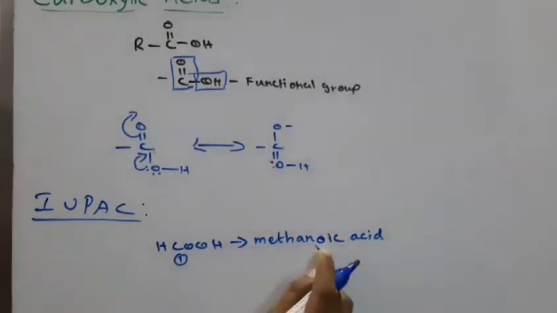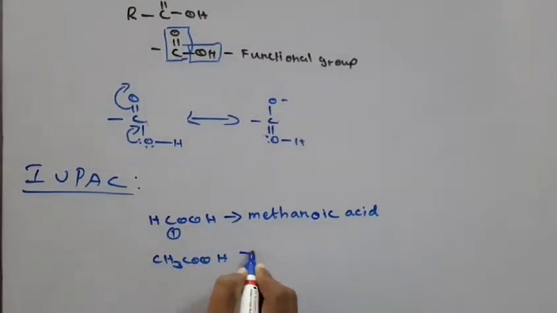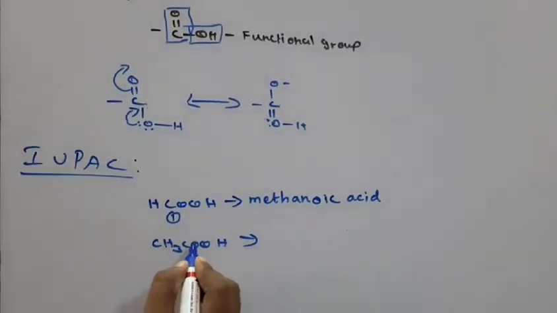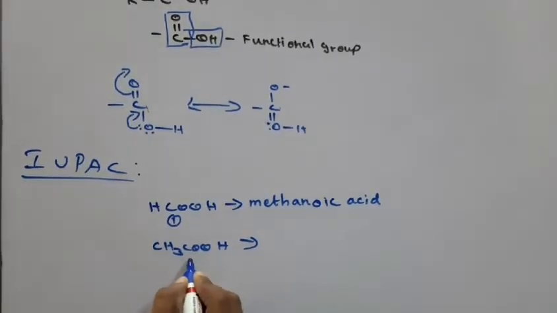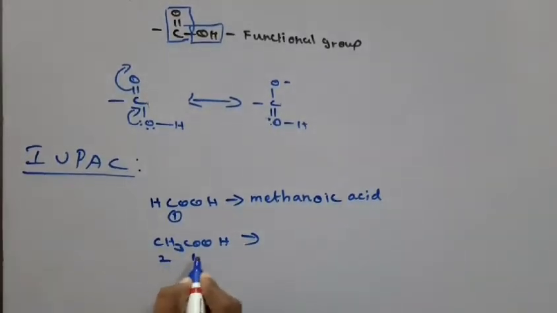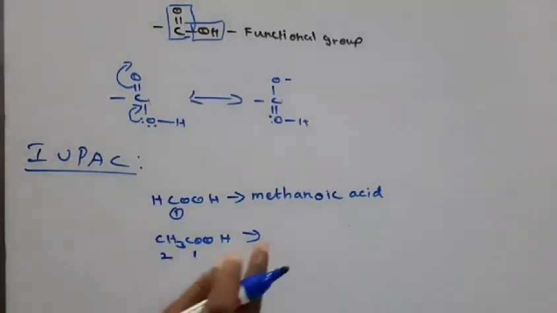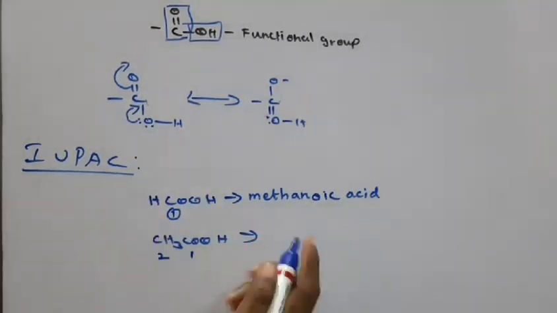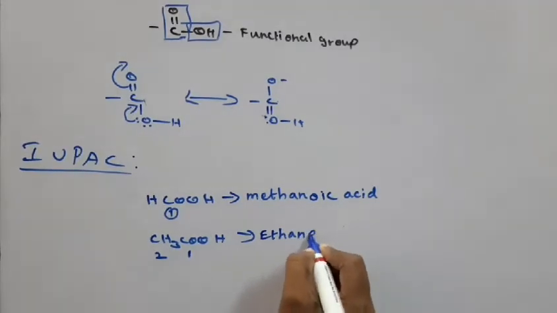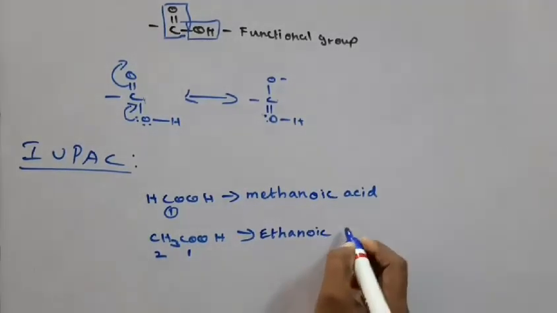Methanoic acid. Let me take another example, CH3COOH. The common name is acetic acid, but in the IUPAC name, for the carboxylic group we consider this the first carbon atom, same as aldehyde. This is the first carbon atom, this is the second carbon atom. So the parent alkane chain has single bonds and contains two carbons, so that is ethane. Instead of the ending E we add oic acid: ethanoic acid.